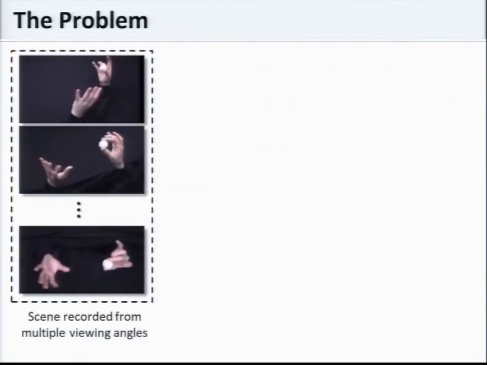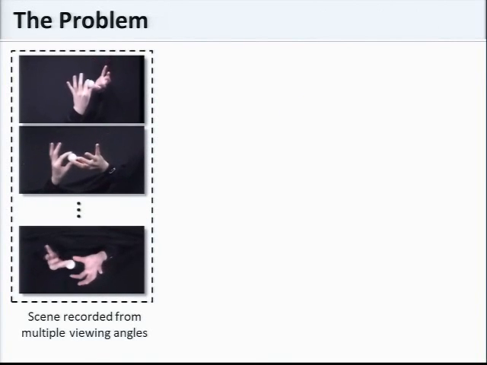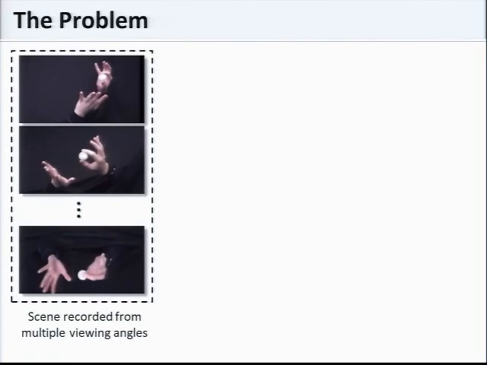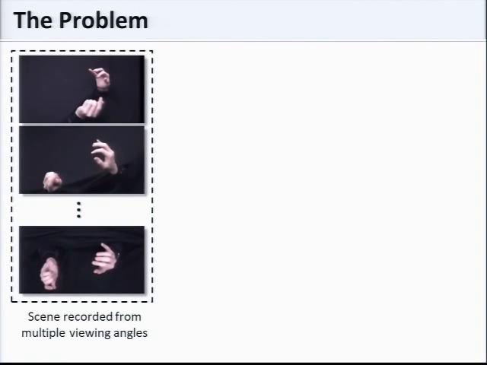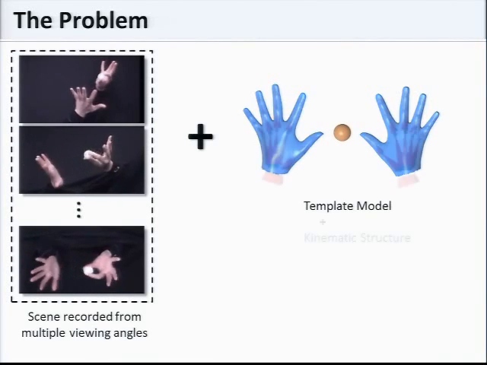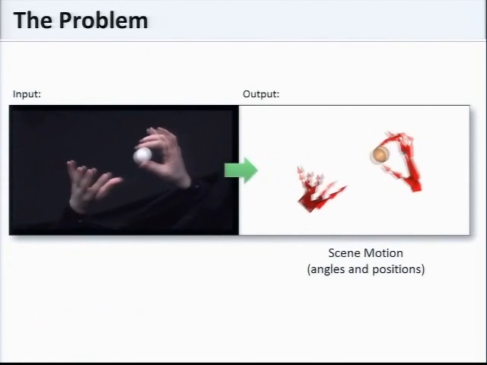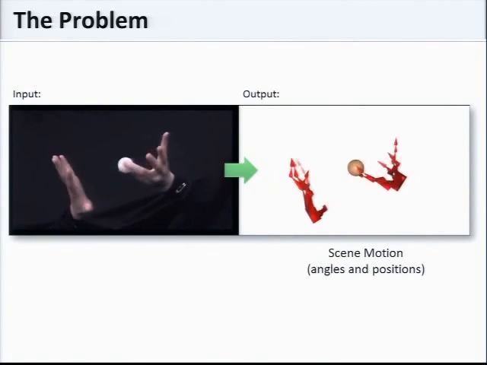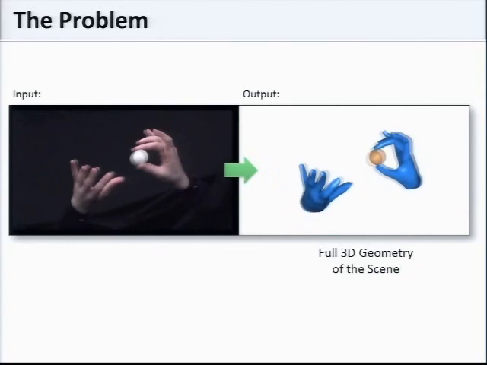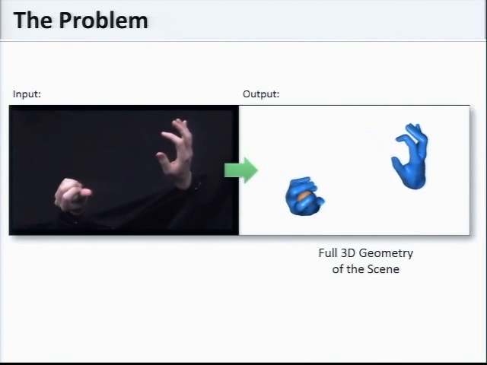So to deal with this, what do we do? First, I will recap the problem of tracking interacting hands. As input, you have a scene recorded from multiple viewing angles, depicting some hands interacting with an object. Then you have a template model for each of the objects in the scene, together with their underlying kinematic structure. The objective is to recover the scene motion in terms of joint angles and position of each element of this kinematic structure, so that at the end you have either the full 3D geometry of the scene or free-viewpoint videos, as we wanted at the beginning.